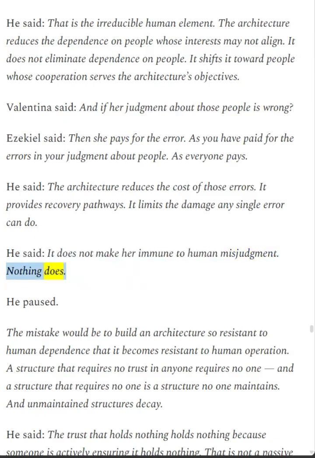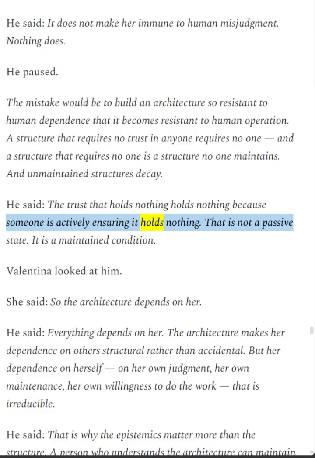Nothing does." He paused. "The mistake would be to build an architecture so resistant to human dependence that it becomes resistant to human operation. A structure that requires no trust in anyone requires no one, and a structure that requires no one is a structure no one maintains. And unmaintained structures decay." He said, "The trust that holds nothing because someone is actively ensuring it holds nothing. That is not a passive state. It is a maintained condition."